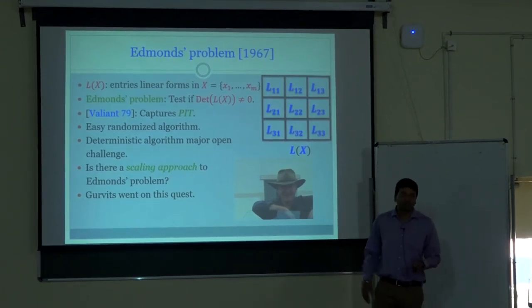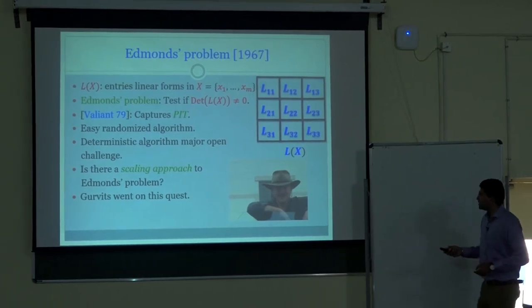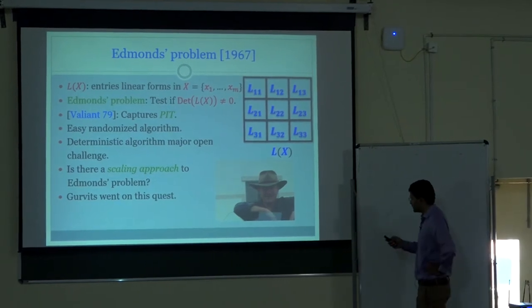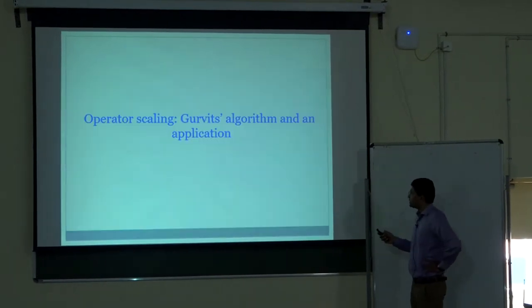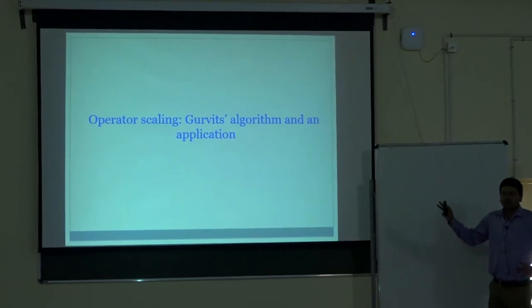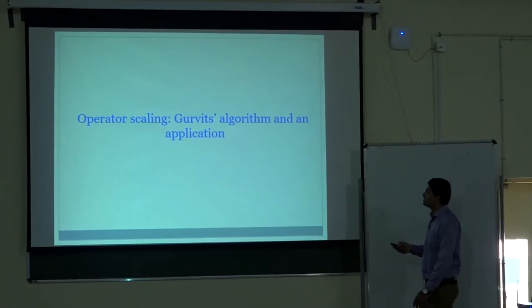Polynomial identity testing only captures the algebraic branching programs. Okay, yeah. So is there a scaling approach to Edmonds' problem? Gurvits asked this question and went on this quest. So this brings us to this second scaling problem called operator scaling. I'm going to define it now. It's going to look a bit weird, but please stay with me.